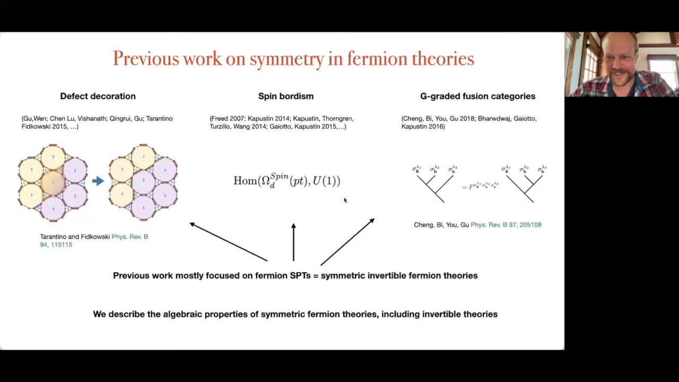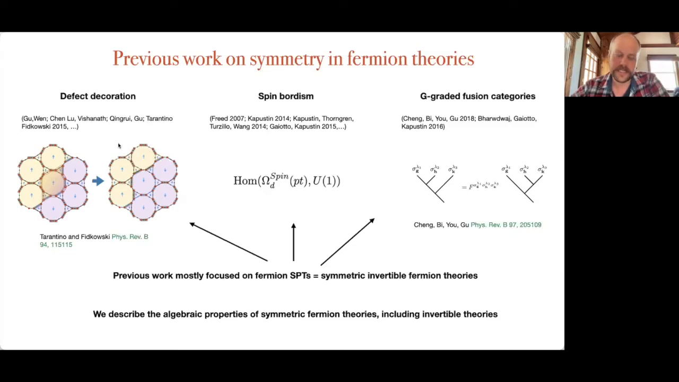Okay, so yeah, let me briefly mention the previous work on symmetry in fermionic theories. It was mostly focused on fermion SPTs, which are sort of the most simple kinds of symmetric fermionic theories that you can construct.